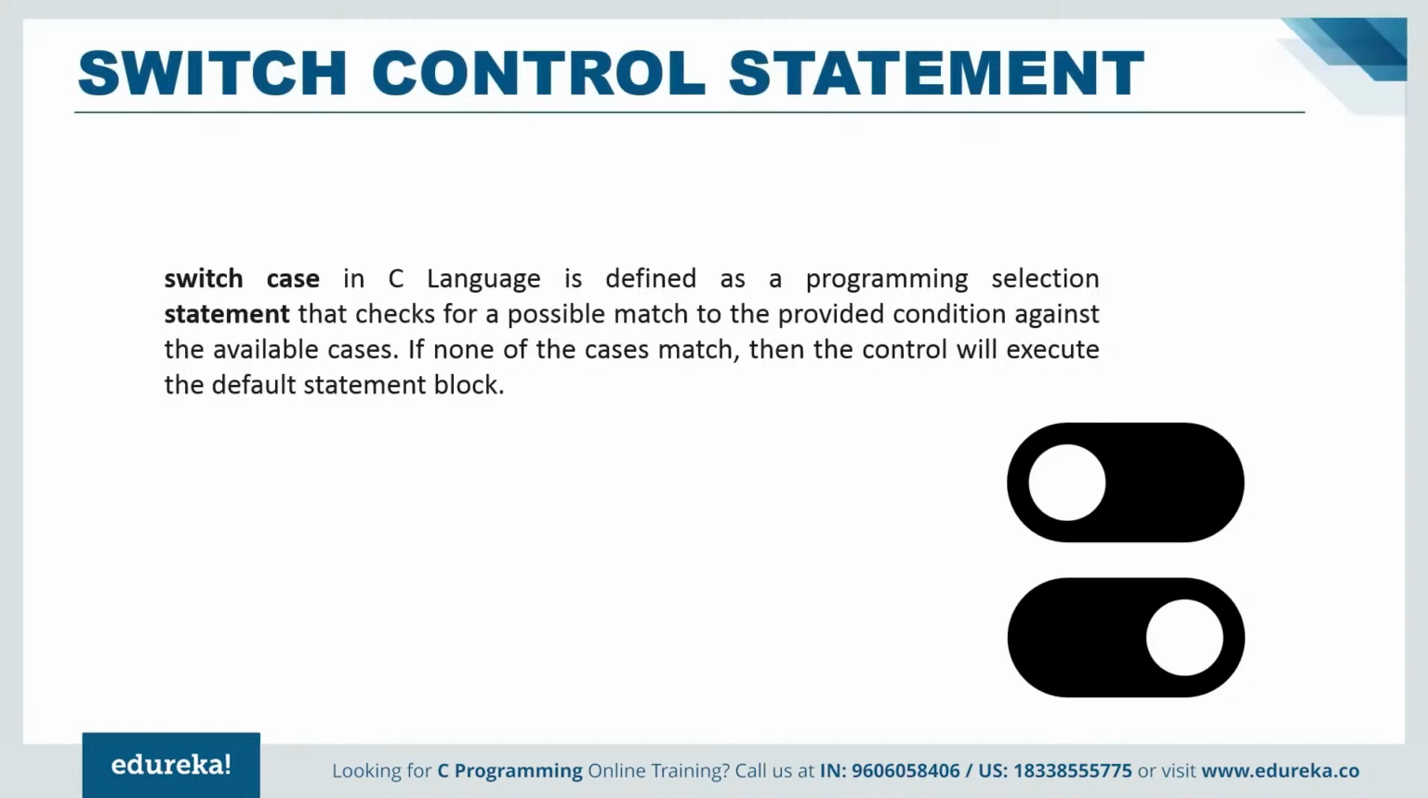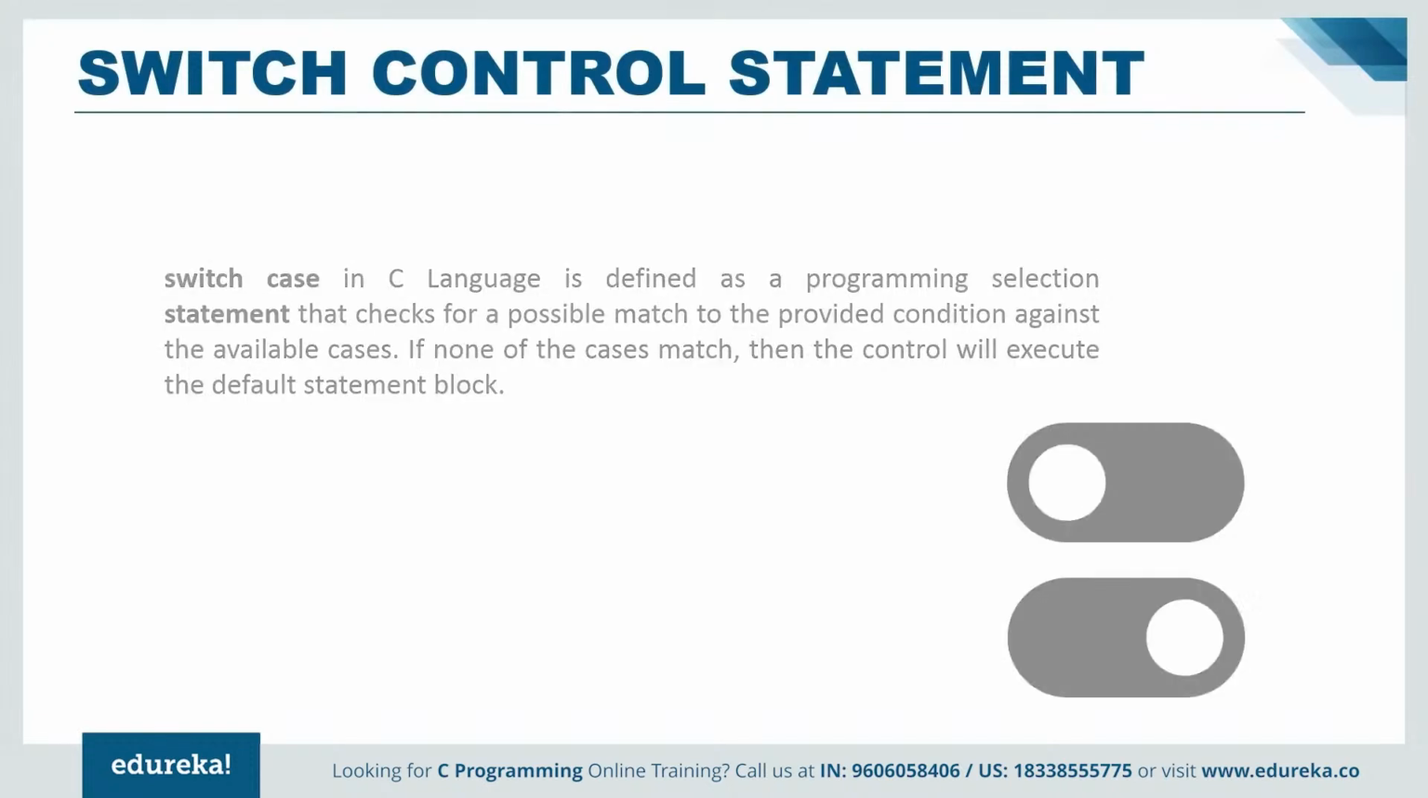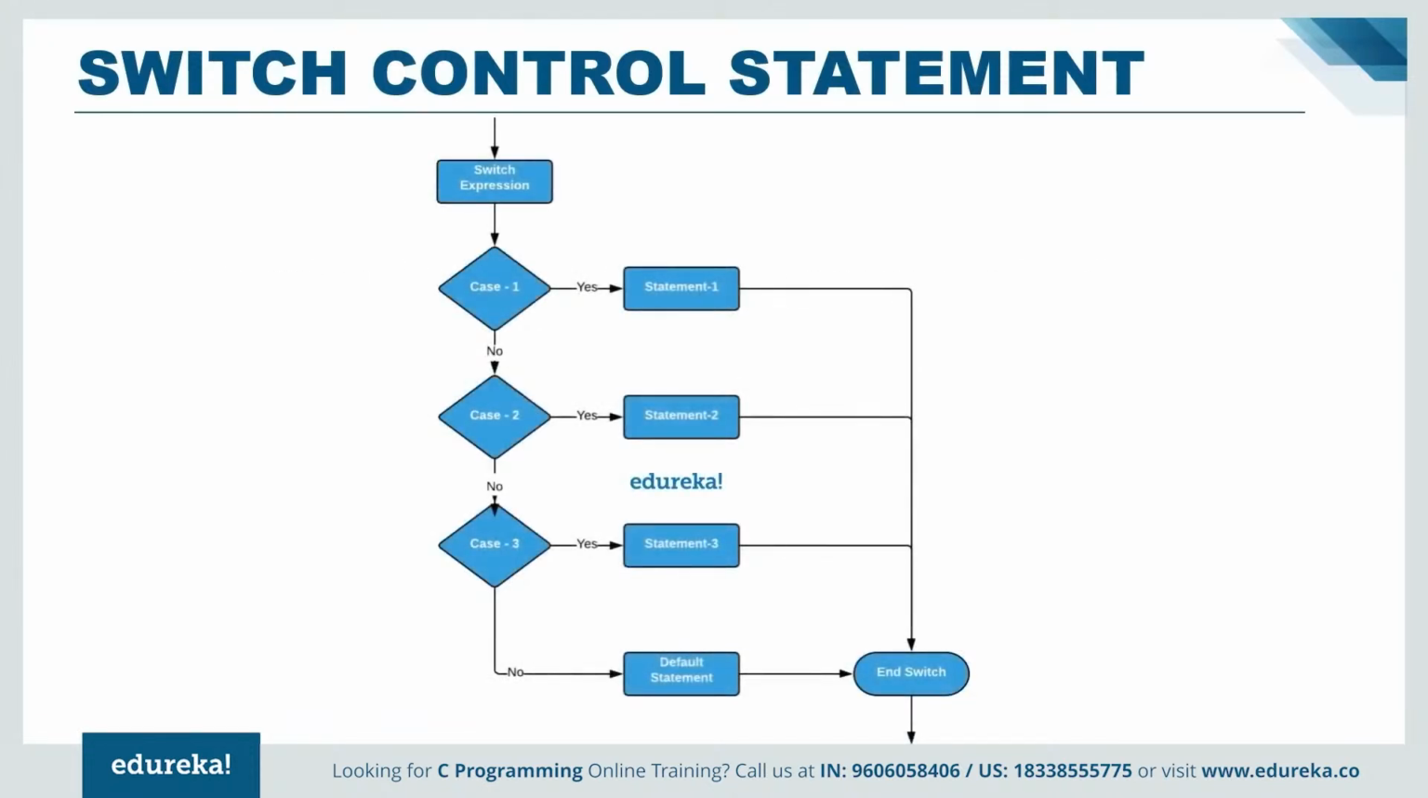Now let us try to execute a practical example to understand the switch control statement in a much better way. But before that, let us check out the flow diagram for the switch control statement. In this particular flowchart, you can see that the control entered the switch condition statement, and inside the switch condition statement, it will receive a value which will be compared against the cases provided in the program.